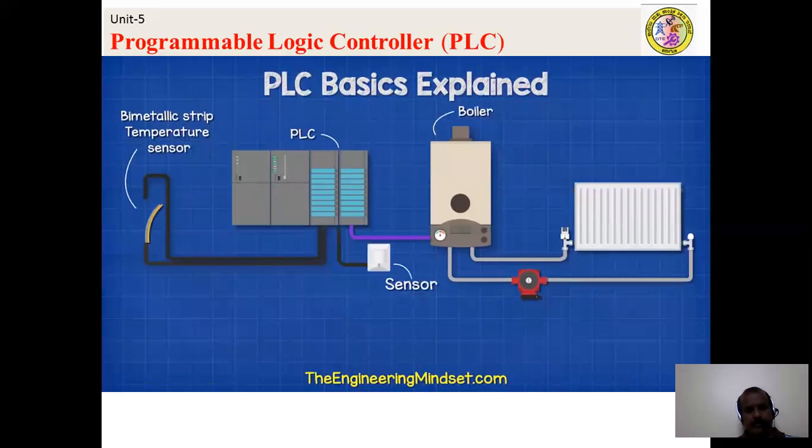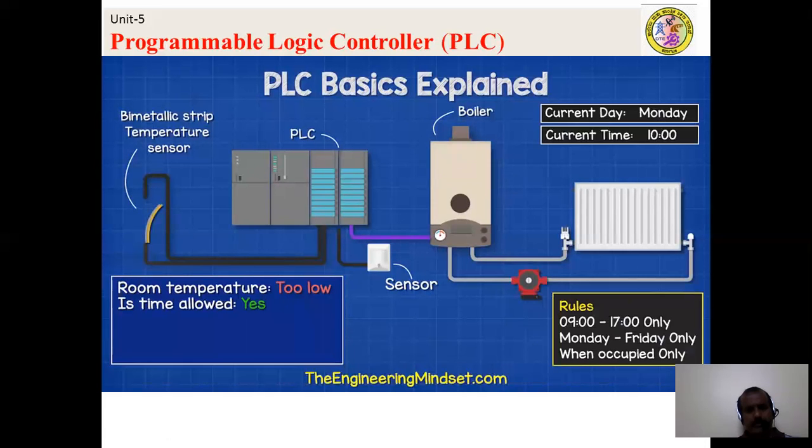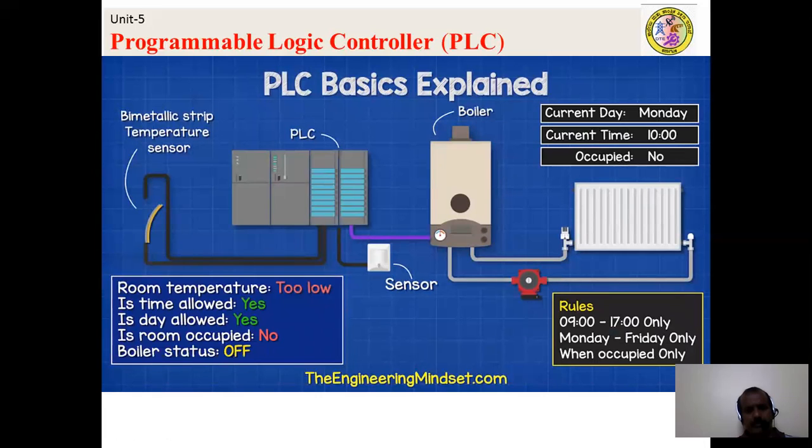We can then add extra functions and inputs, for example, a motion sensor on the input. The thermostat tells the PLC the room is too cold. The PLC will check the time to ensure it is allowed to turn the boiler on, and now it can also check to see if the room is occupied. For example, there could be a public holiday that isn't listed on the calendar. The building is empty, so the boiler doesn't need to turn on.